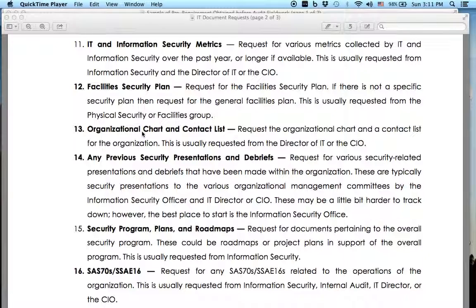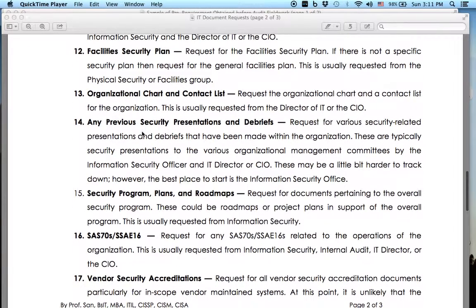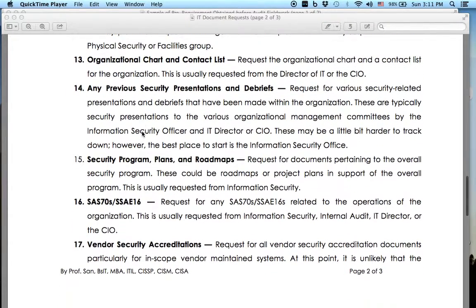So the org chart will present what IT operation work is. And number 14, you also obtain a previous security pen test and debrief. This is related to the other items that I mentioned already, so we can move on.